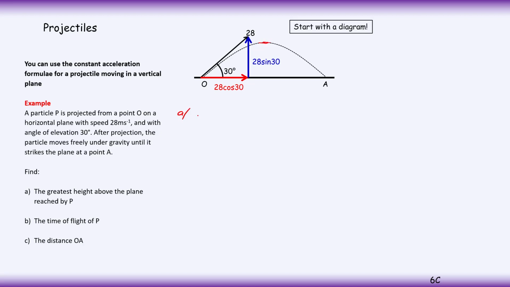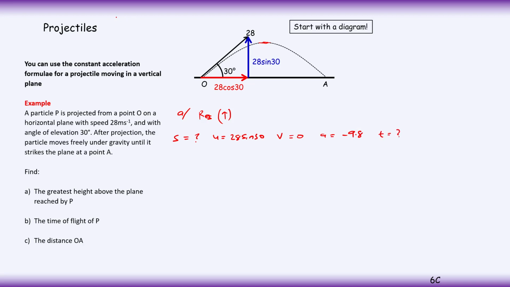So for part A, if we resolve vertically, then we've got our SUVAT equations. S is what we don't know, we're trying to find out. U, the initial speed, is 28 sine 30. V, at the top there, is going to be 0. Acceleration is due to gravity, minus 9.8. And T, we don't know.